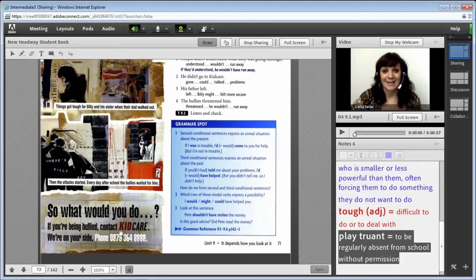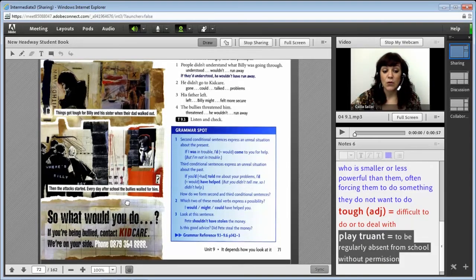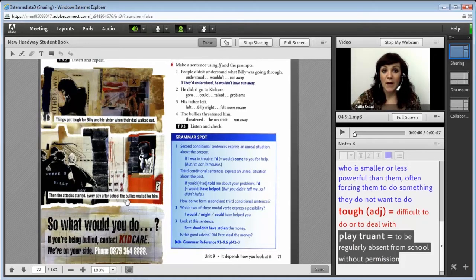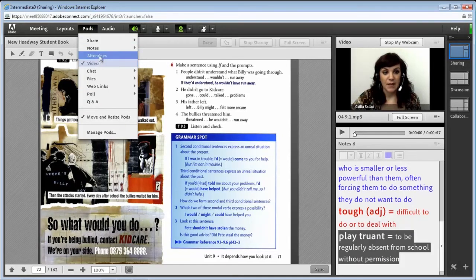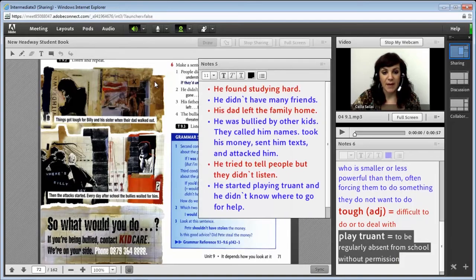So what is KidCare? KidCare is an organization that helps children who are being bullied, obviously. And who is the leaflet directed at? Young people like Billy, exactly. Those who are in trouble and don't know what to do. This is an organization who would like to help those people. What about Billy's problems? Now that you shared your ideas in pairs, please have a look at the screen and compare your ideas with the sentences on the screen and discuss them in open class.